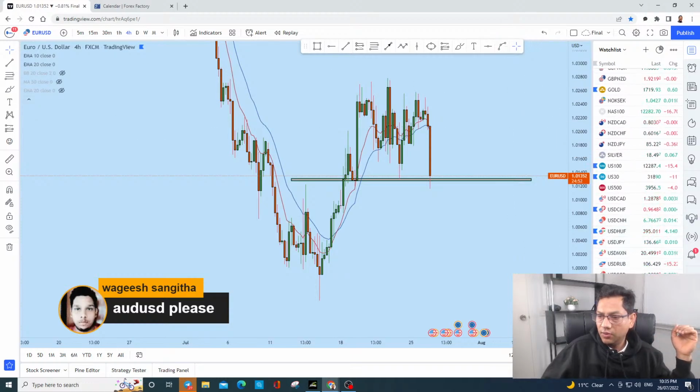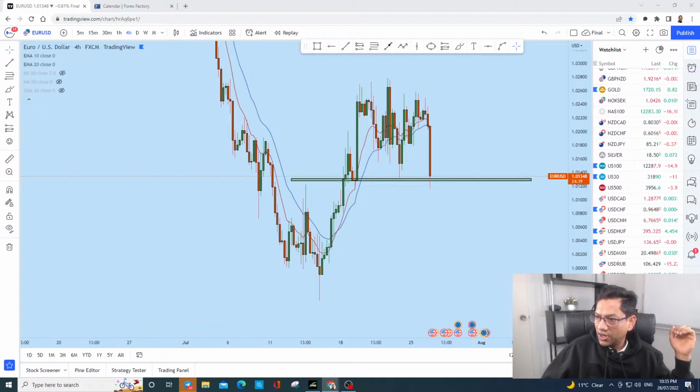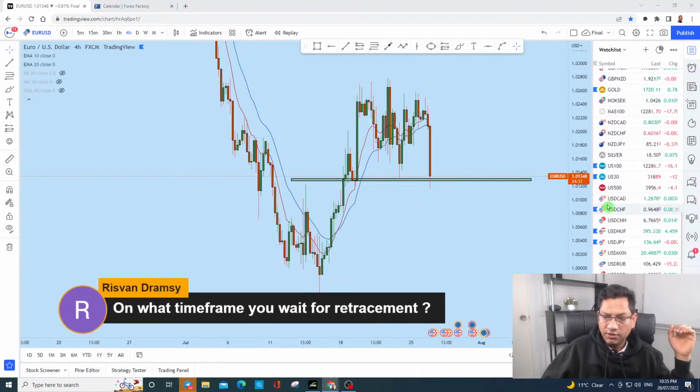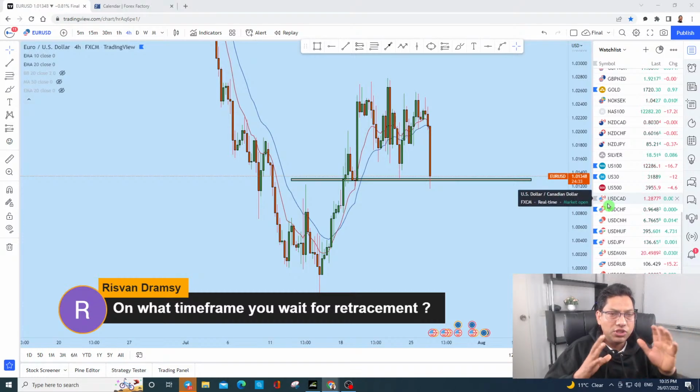Let me see what you guys and girls are up to. Rizvan asks: Euro, GBP, USDs, on what time frame do you wait for retracement? Look, there is no specific time frame for retracement. Retracement depends on what time frame you are trading. That's the key point.